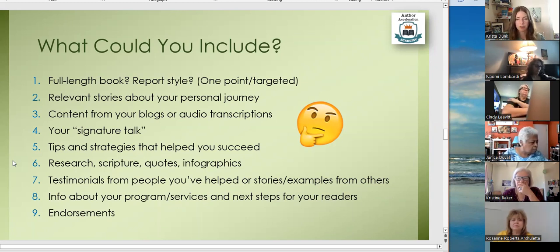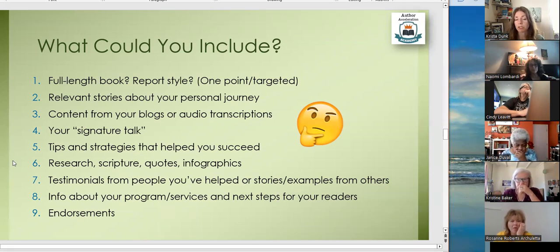So definitely include that. Maybe you have a book that needs to have some research included, maybe some scripture, some quotes, some infographics or other charts. You can do that in a PDF, ebook, Kindle, print version, doesn't matter. You can have graphics in there as well. So think about that. Do you need that for your topic? Maybe some of them would need some of these things.